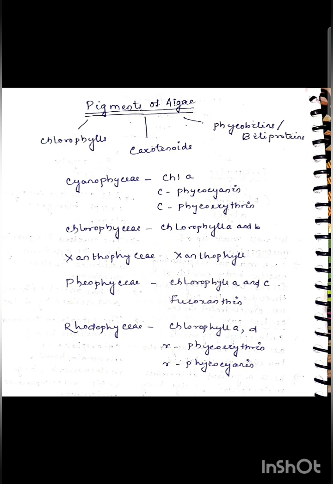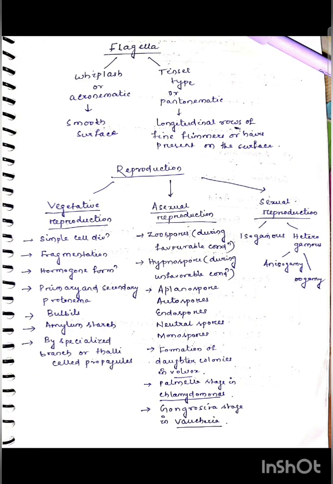Cyanophyceae have C-phycocyanin and C-phycoerythrin. Actually, Cyanophyceae have more phycocyanin than C-phycoerythrin. But Rhodophyceae have R-phycoerythrin and R-phycocyanin, and Rhodophyceae have more phycoerythrin than R-phycocyanin. So remember these points. Then flagella.